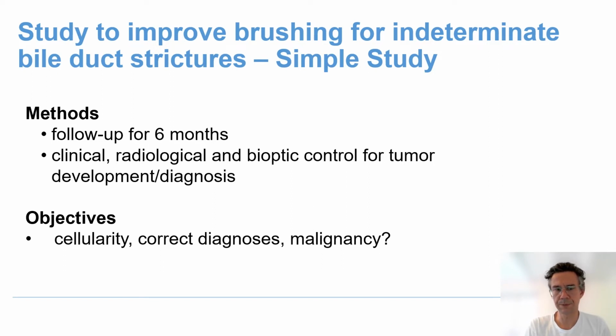Our objectives were that we wanted to find out: Is there a difference in cellularity for both brush devices? Can we find more correct diagnoses with one device? Or is the malignancy detection rate better in one study arm compared to the other?